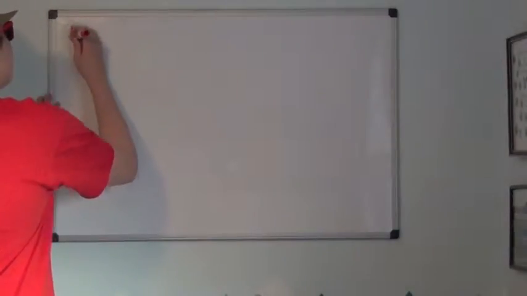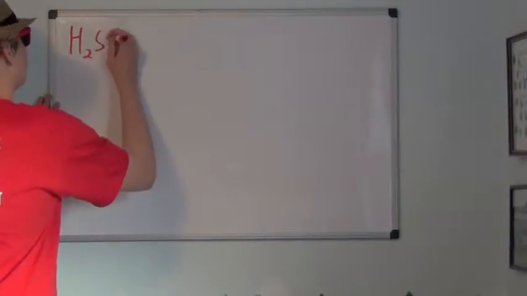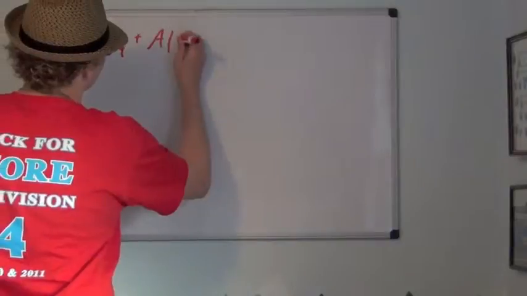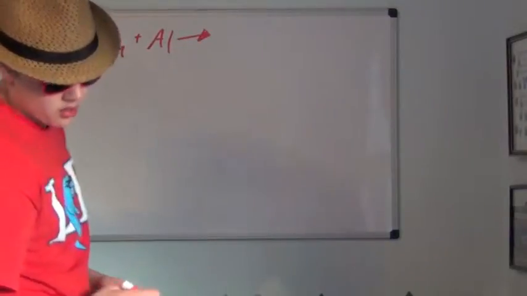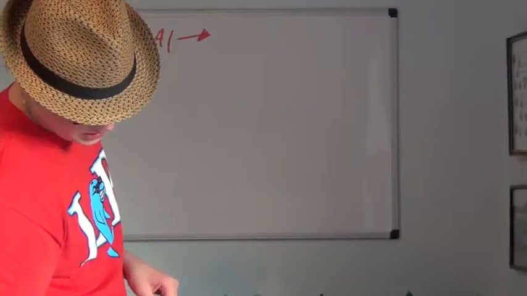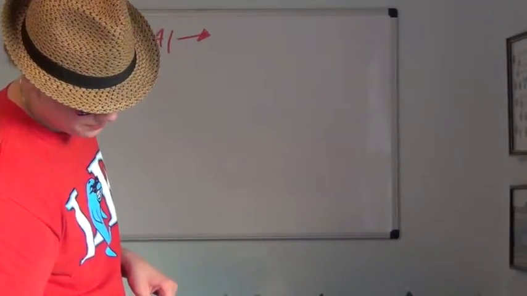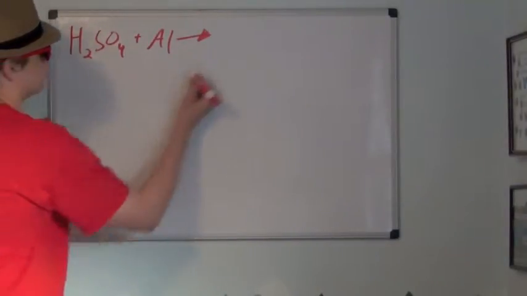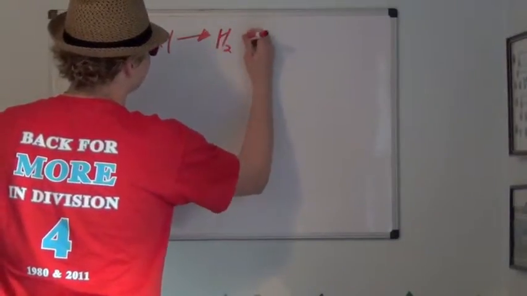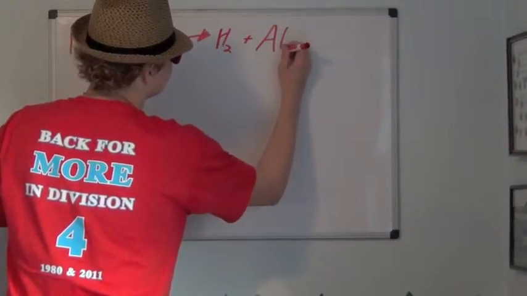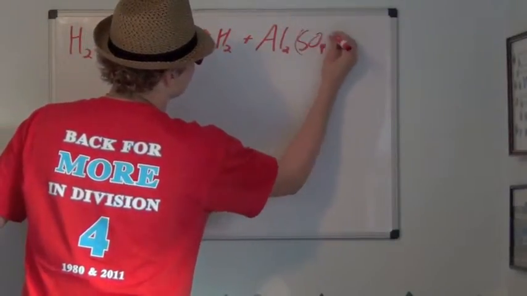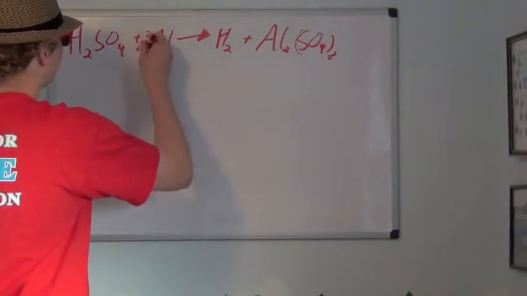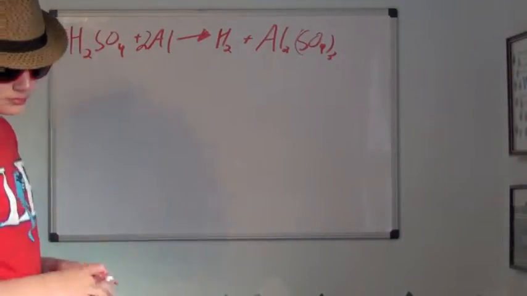So, H2SO4, because sulfuric acid would be H2SO4, plus Al forms... Will form... So, this is just a single replacement problem, so H2 plus Al2(SO4)3. And we know that because SO4 is 2 minus, Al is 3 plus, so 2 Al and 3 H2SO4.